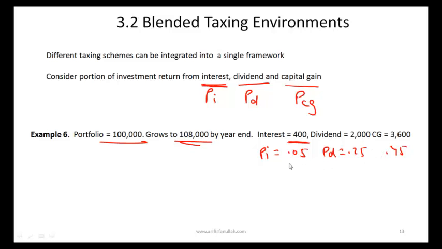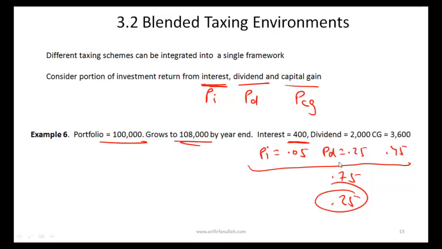Should this add up to 1? Does it add up to 1? No. How much is this adding up to? 0.75. What do you think is happening with the remaining 0.25? That is the unrealized gain.